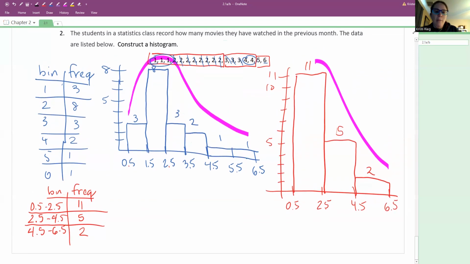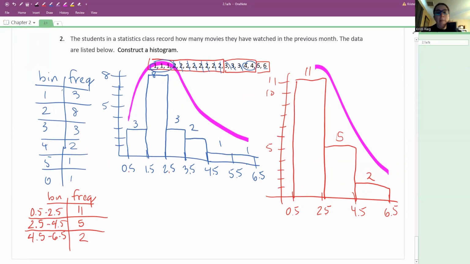But that's just the shape and how to pick that. That's a topic for another video. I think we've covered enough in this video.